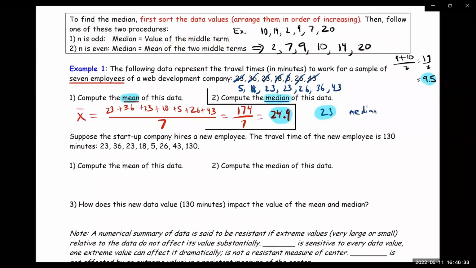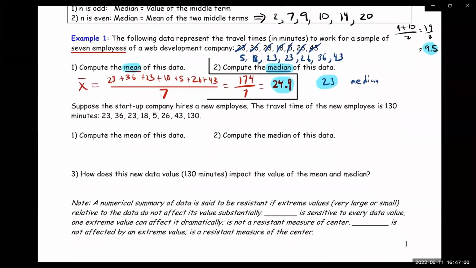All right. So that's how you do the two, mean and median. So when it's odd, you just put 23. Yeah, whichever one is right in the middle. Okay. But if it's even, then you have to take the two middle ones and then find the mean. So that's the difference between even and odd number of terms.